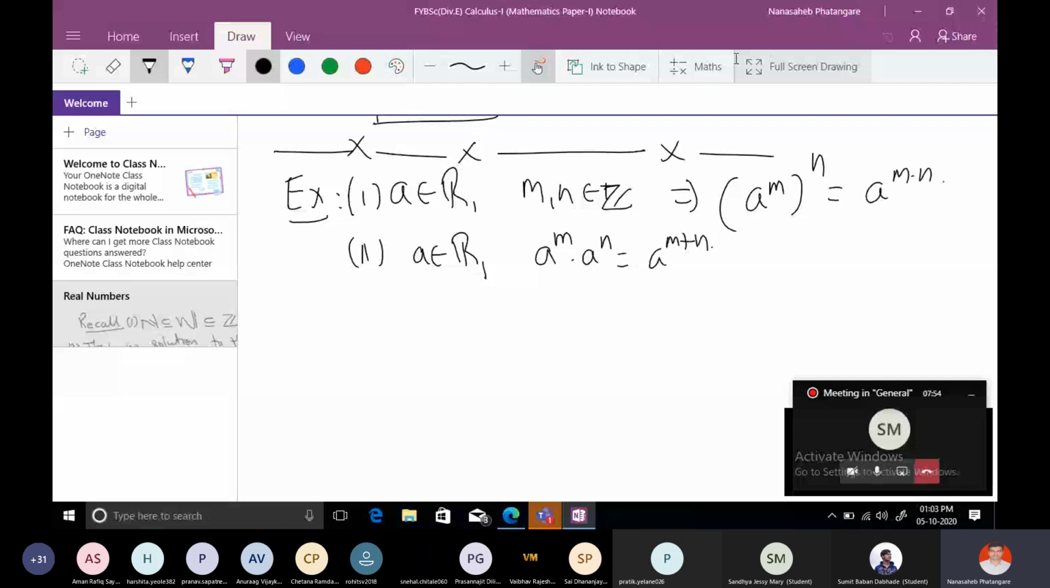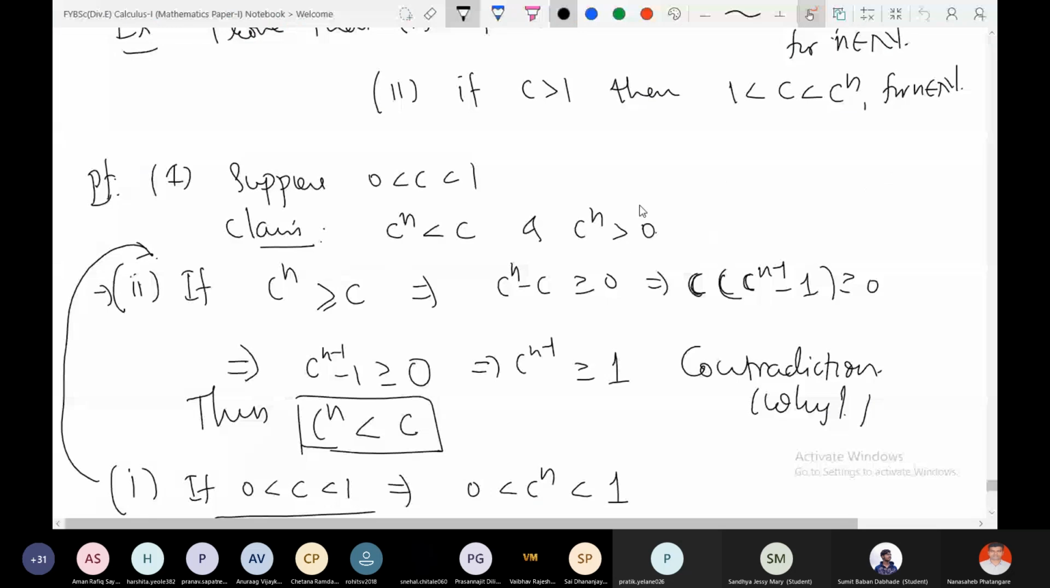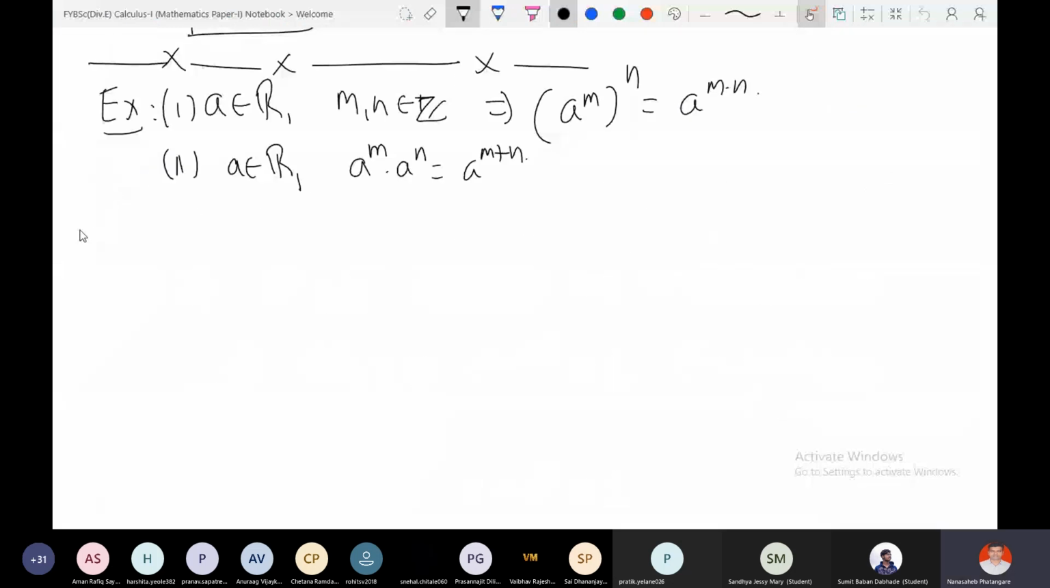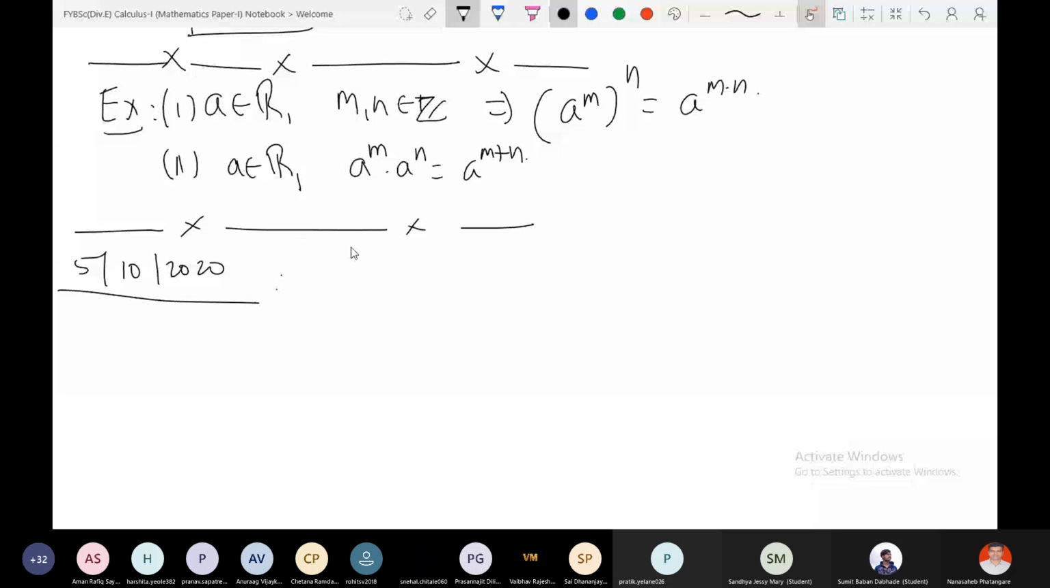So do you remember what we were discussing last time? Last time we discussed some order properties, right? We discussed these properties last time, right? Am I right? Yes, sir. Right.